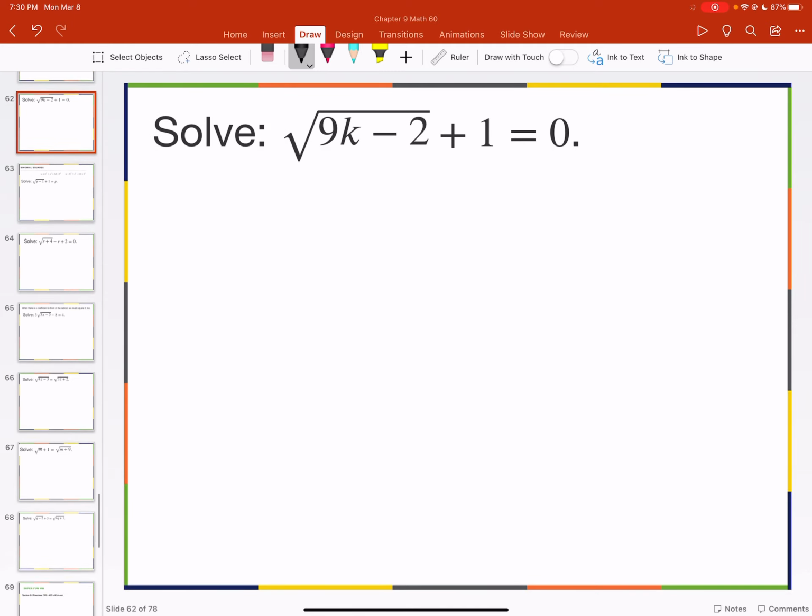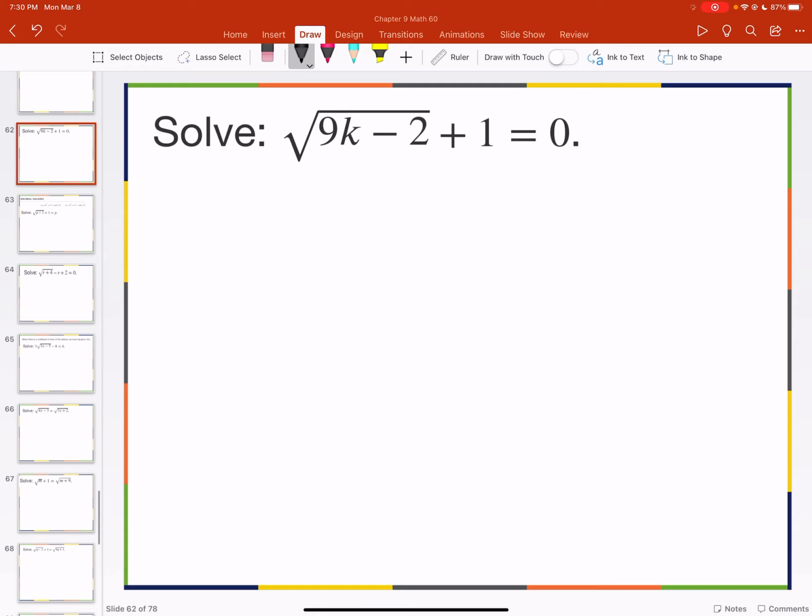Let's do this one here. We have the square root of 9k minus 2, plus 1, is equal to 0. If we solve for the radical, we subtract 1 from both sides. The square root of 9k minus 2 is equal to negative 1. So already we can tell that there's no solution.